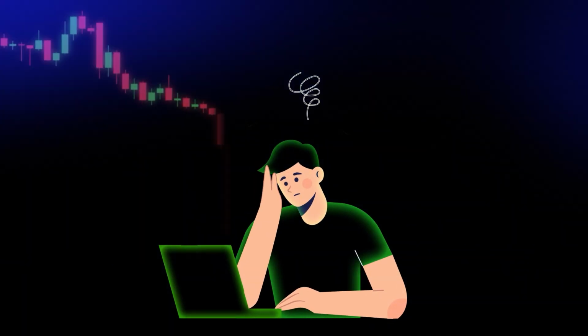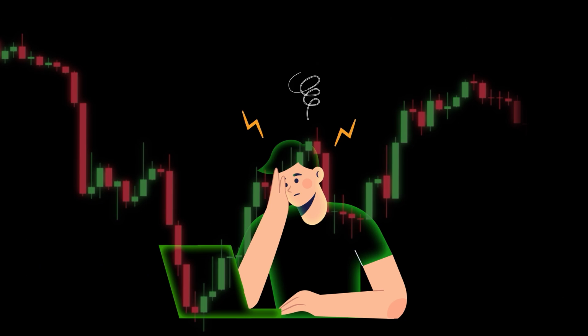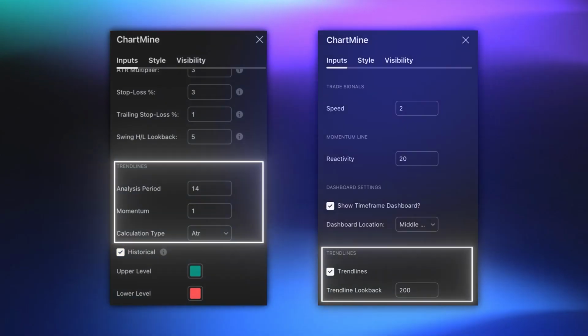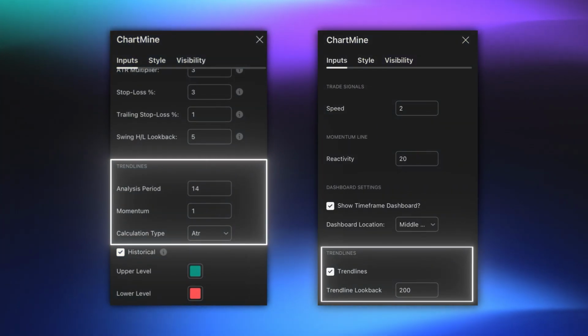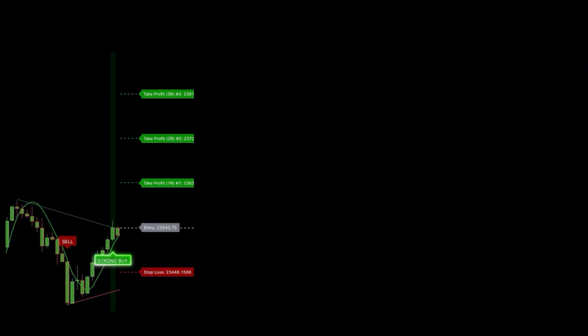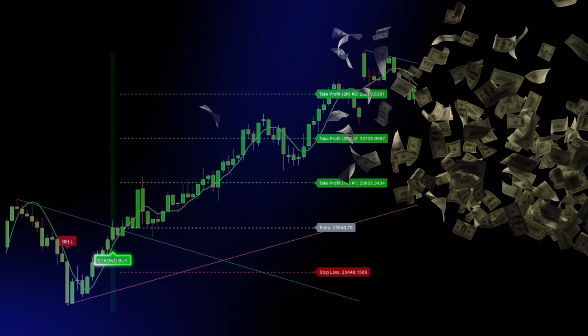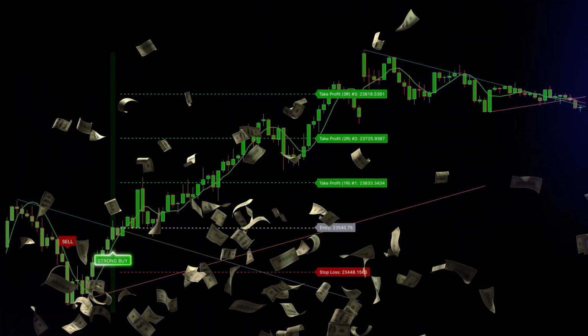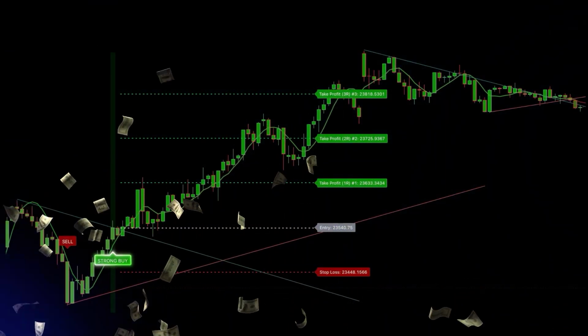Struggling to identify market trends and key price levels? Finding the right entry and exit points can be challenging, but with ChartMine's Auto Trend Lines feature, trading just got a whole lot easier. In this video, we'll show you how this powerful tool automatically plots trend lines, highlights breakout points, and generates buy and sell signals, giving you a competitive edge in the market.